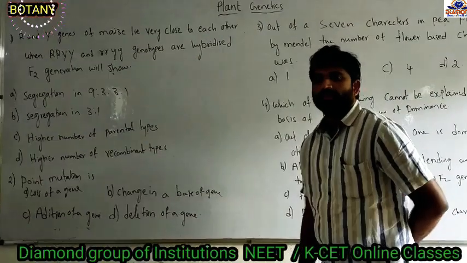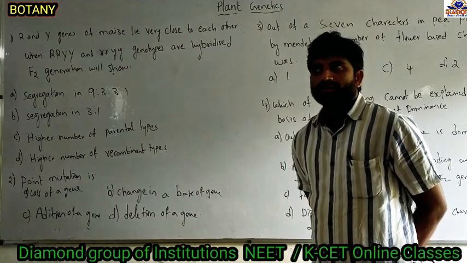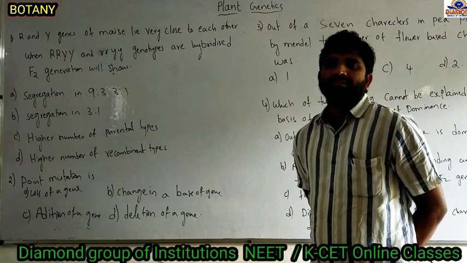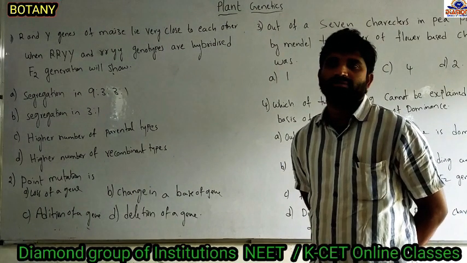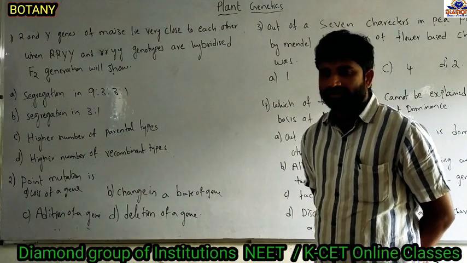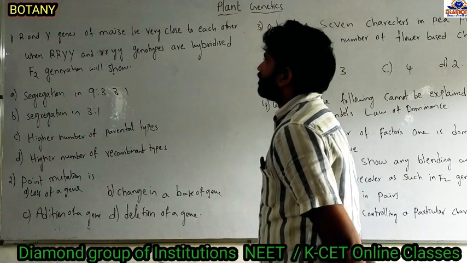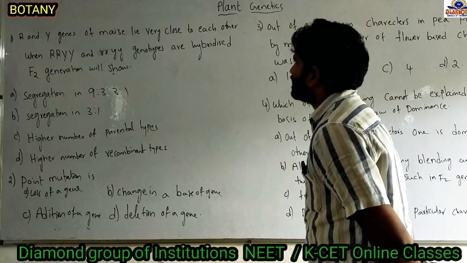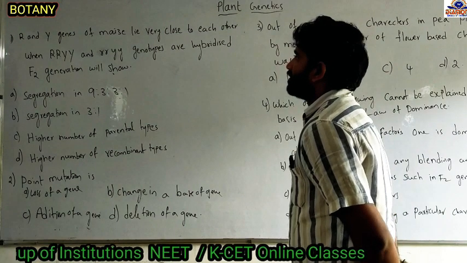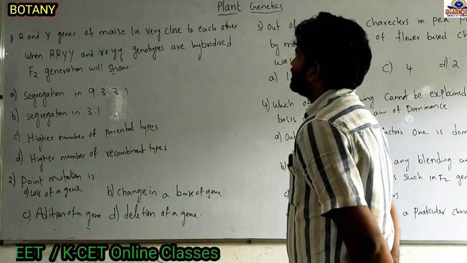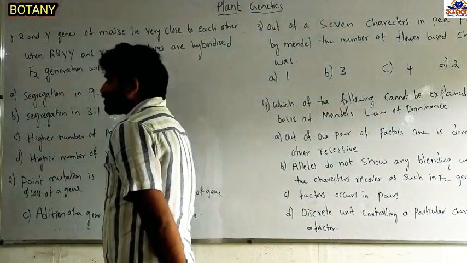In the fifth chapter, Principles of Inheritance and Variation, plant genetics and animal genetics are there. In plant genetics, we have discussed some of the previous important, concept-oriented questions. The first one: capital R and capital Y genes lie very close to each other. When capital R capital Y and small r small y genotypes are hybridized, the F2 generation will show what?